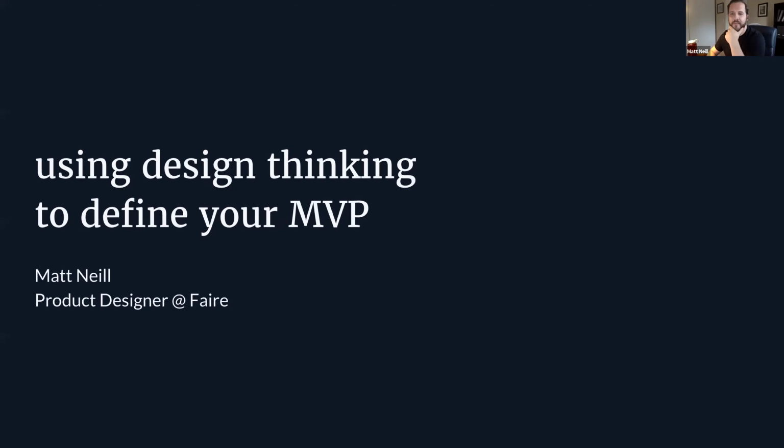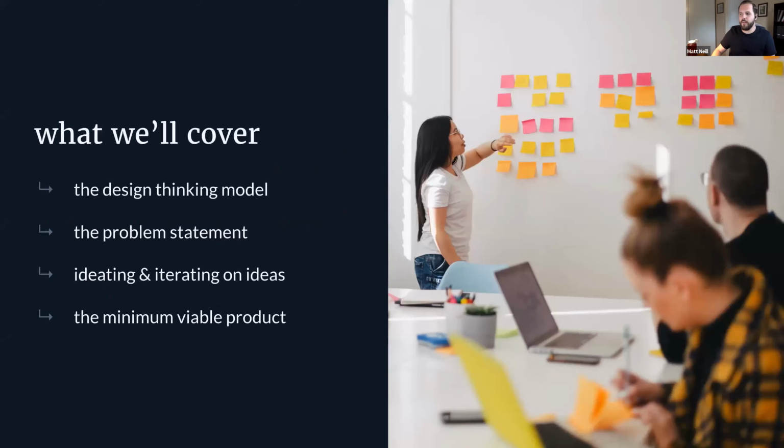All right. Hi, everybody. Hopefully everybody can see my screen. Thumbs up. So today we're going to talk about using design thinking to define your minimum viable product. We're going to go over a brief overview of what design thinking is, what your problem statement is, and how to form that. Ideating and coming up with different ideas, and then finally how to get your minimum viable prototype out of all that. So there's quite a few steps leading up to it.